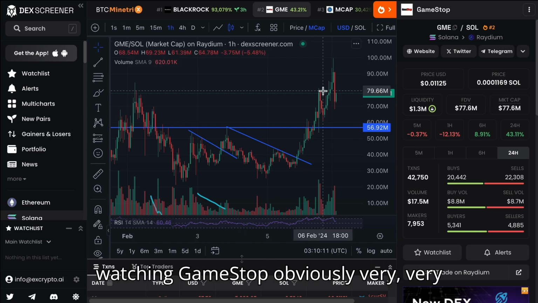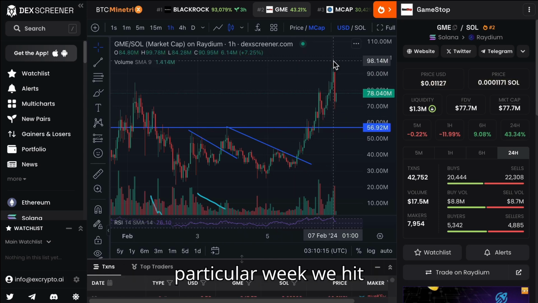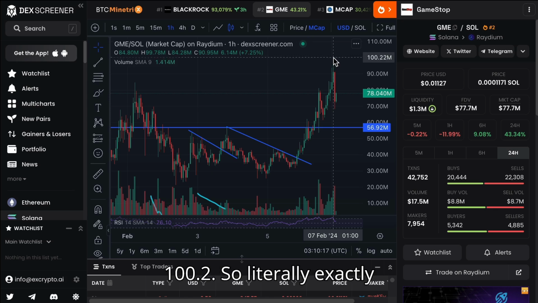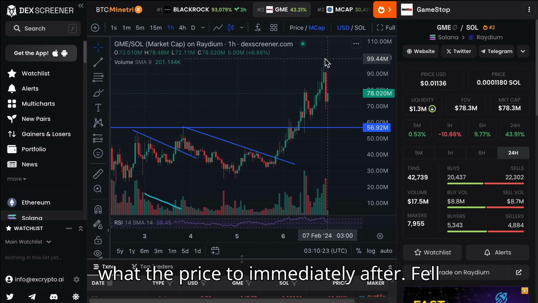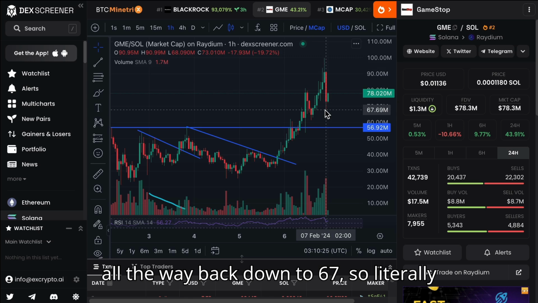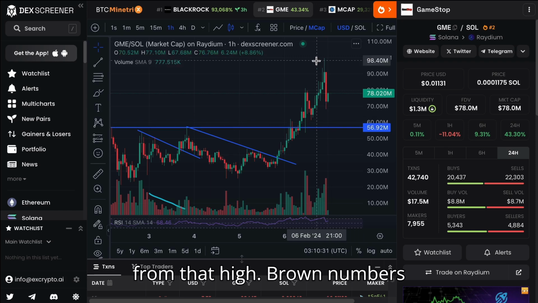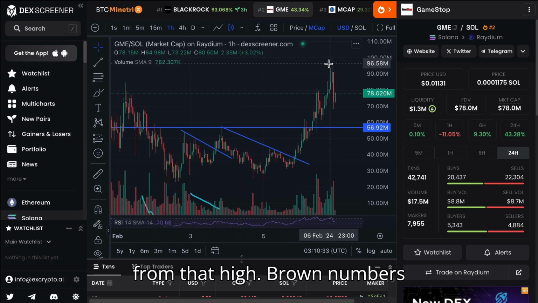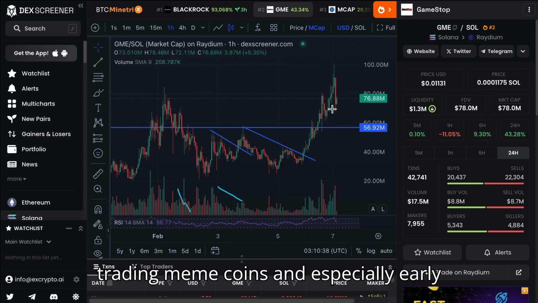I've been watching GameStop, obviously, very closely, and you can see here on this particular wick, we hit 100.2, so literally exactly 100 million. We just touched it, and then what did price do immediately after? Fell all the way back down to 67, so literally fell a third, like 33% from that high. Round numbers mean a lot when it comes to trading meme coins, and especially early on as well.